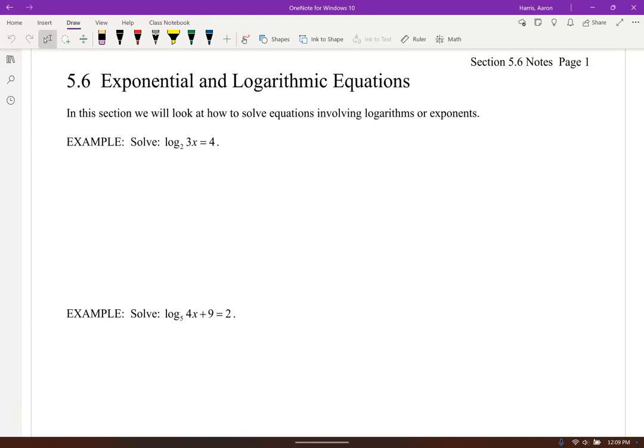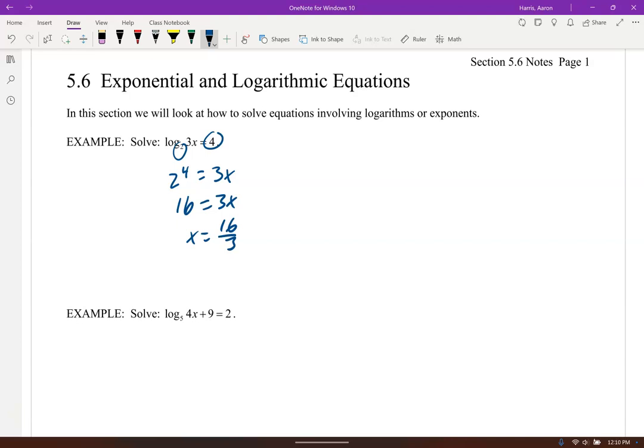There's a couple different ways to solve this. First one, you could put it in exponential form. So 2 to the 4th equals that 3x. And of course, 2 to the 4th is 16, and you divide by 3, right? So you get 16 thirds.